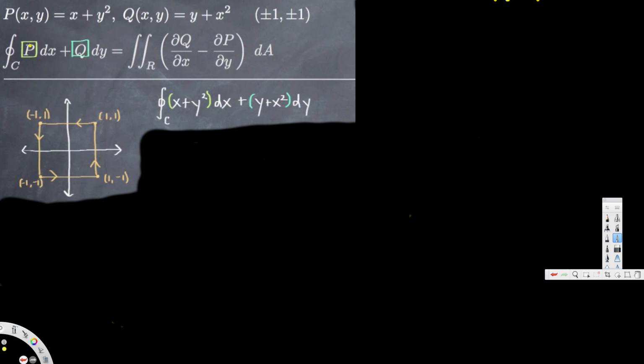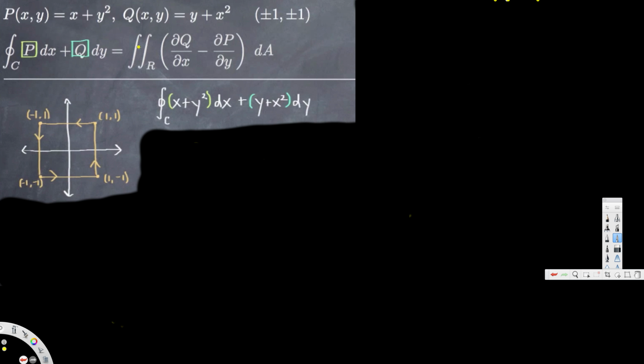Here we have the functions P(x,y) = x + y² and Q(x,y) = y + x². When we convert this into a line integral, that's going to be P dx and Q dy. That is written here: (x + y²) dx + (y + x²) dy. This is our P, this is our Q. Now we are going to convert this into a double integral in order to find the line integral.